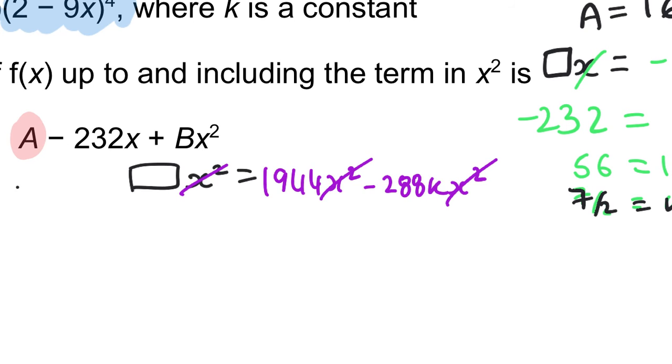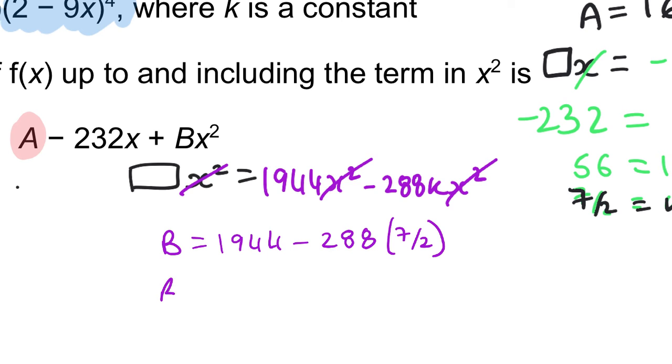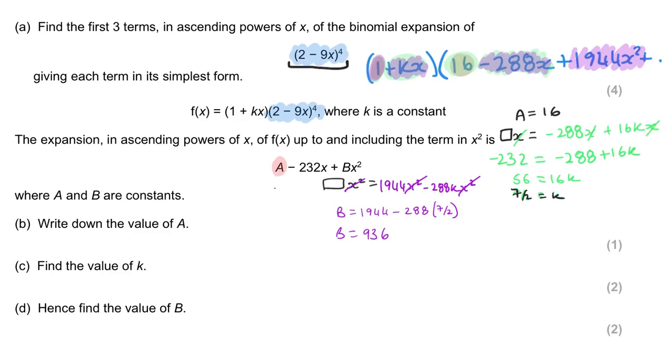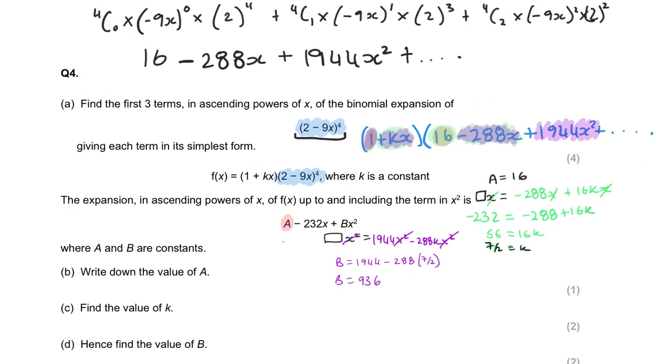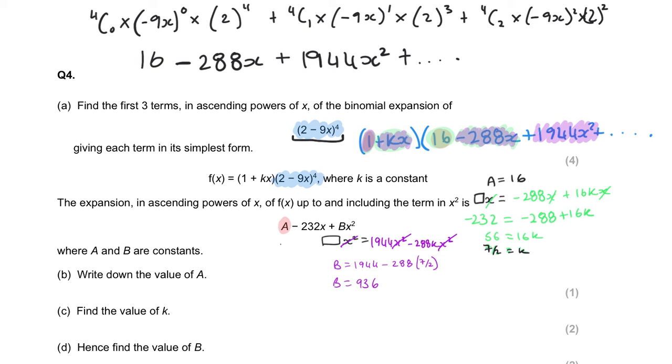So then, b equals 1944 minus 288k. What did we say k was? 7 over 2. So I'm going to put 7 over 2 in. So 1944 minus 288 times 7 over 2 equals 936. So there we have it. We've now worked out our A, K, and B. Nice, easy, 9 marks, and we've done it in less than 7 minutes.